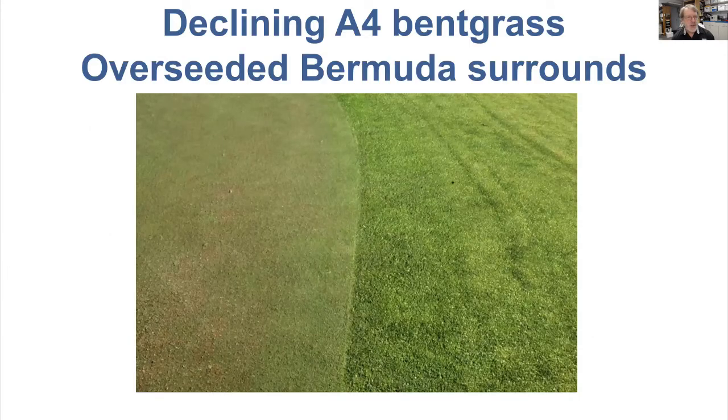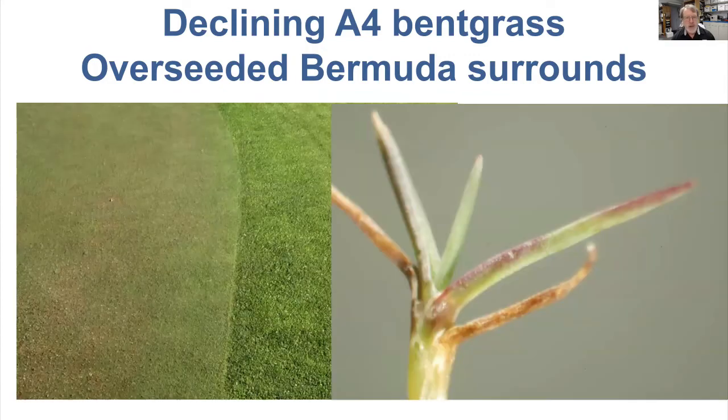And then we have some regular field observations, anecdotal stuff that doesn't really prove anything, but it gives you confidence that you're in the right direction. This is a situation where it's A4 bentgrass growing in an unthrifty condition, not recovering from damage. Right next to it is POA overseeded bermudagrass, and there's a lot of seed head, and you see tons of POA in the collars and surrounds, and there's no POA in the green. This was a low phosphorus strategy. They didn't want to put any phosphorus on. They wanted to keep the POA out of the green, and it's not a bad strategy.